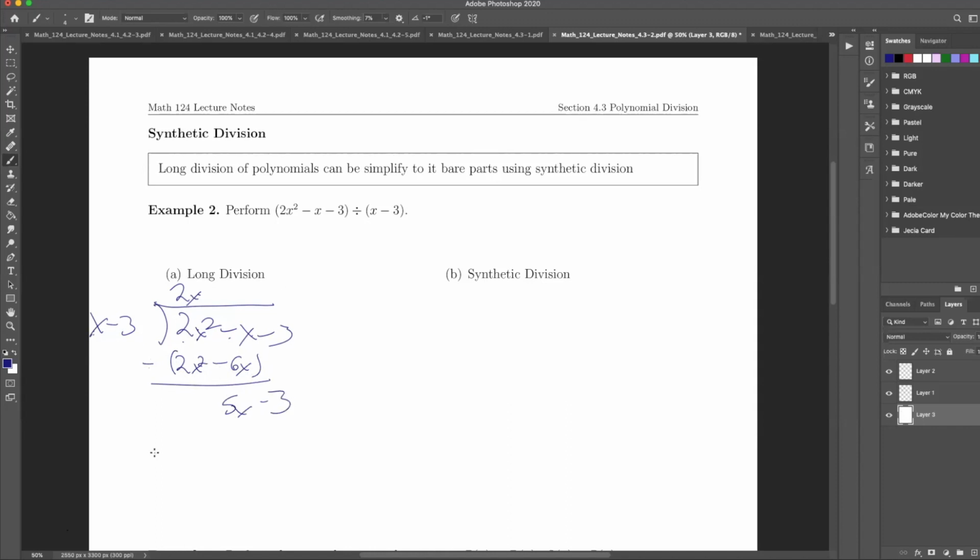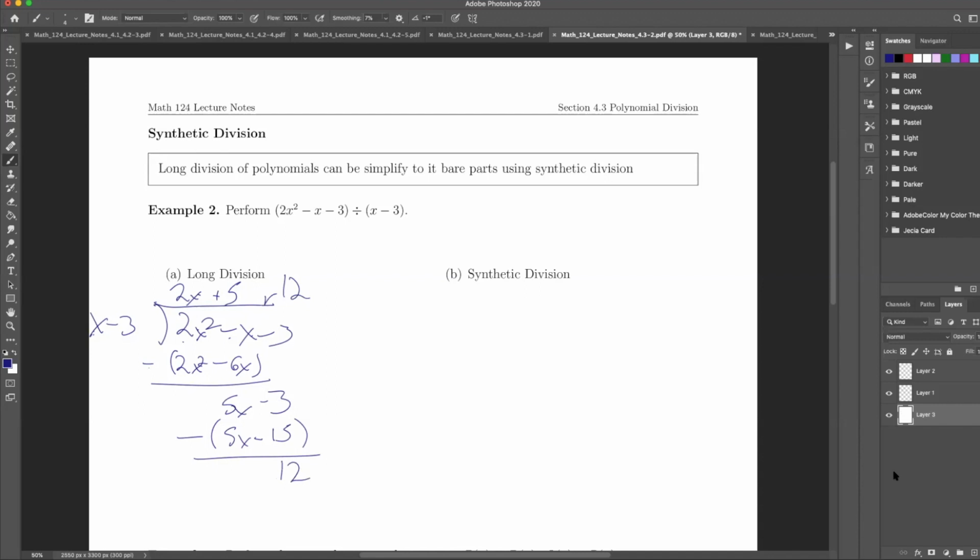Drop down the minus 3. What must I multiply x by now, which is 5? So I'll have 5x minus 15, and then minus that quantity out. This gets 0. This gives me plus 15. So negative 3 plus 15 is positive 12. So I have here remainder 12.